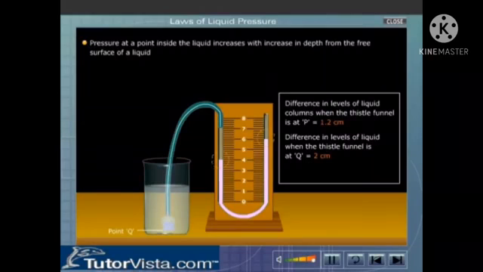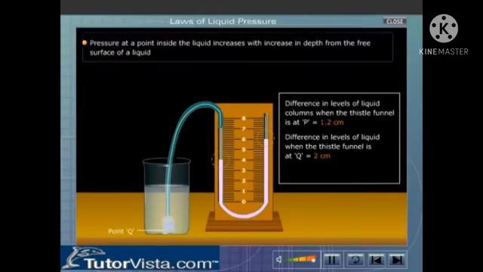What do you observe? The difference in levels of liquid columns in the U-tube is more in the second case. That is, the pressure at point Q is more than that at point P. Thus we can conclude that the pressure at a point inside the liquid increases with increase in depth from the free surface of the liquid.